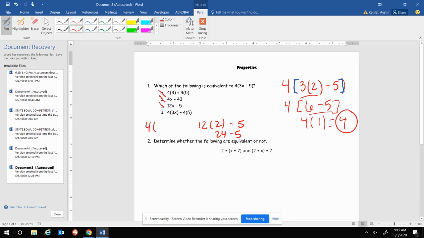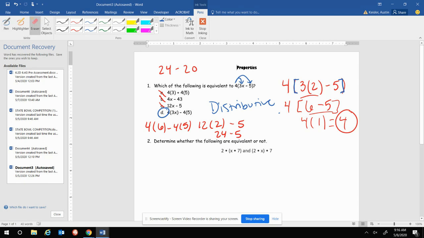I'm going to go ahead and multiply this times 2. 3 times 2 is 6, so 4 times 6 minus 4 times 5. 4 times 6 is 24, and 4 times 5 is 20. So 24 minus 20 is 4. This is the distributive property because we're taking this 4 and we're distributing it inside. So we're doing 4 times 3x minus 4 times 5, which was our answer that we chose.